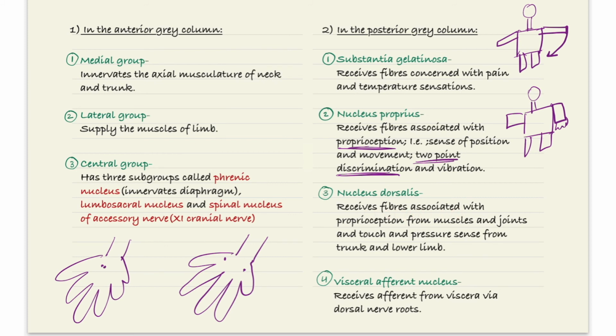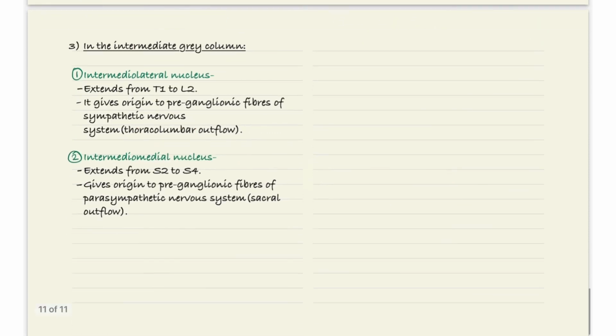Receives fibers associated with proprioception from the muscles and joints, and touch and pressure sensation from the trunk and the lower limb. So this is the trunk and this is the lower limb. So the touch and the pressure sensations from the trunk and the lower limb are received by the nucleus dorsalis. Fourth is the visceral afferent nucleus. It receives afferent from the viscera via the dorsal nerve roots.